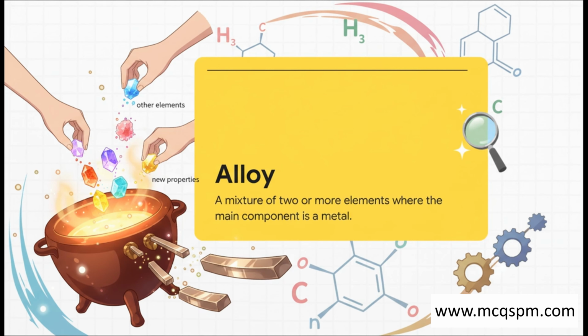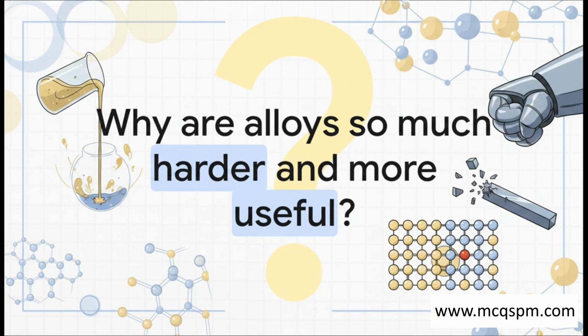So let's start with the official definition. What is an alloy? Well, think of it like a recipe. You take a main ingredient, which is a metal, and then you mix in some other elements to create something brand new with totally different properties. And that leads us straight to the million-dollar question. Why does this simple act of mixing make alloys so much stronger, so much more useful than the pure metals they started as? The answer, my friends, is all about what's happening at a level you can't even see, the atomic level.